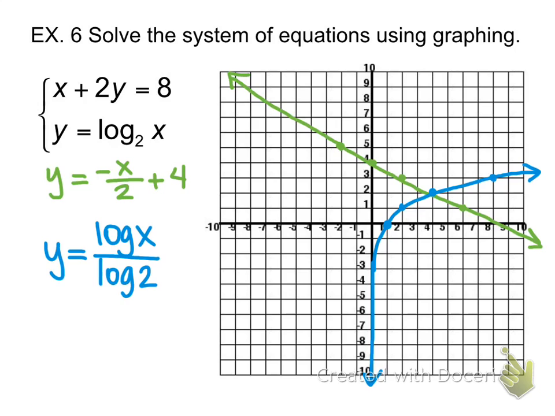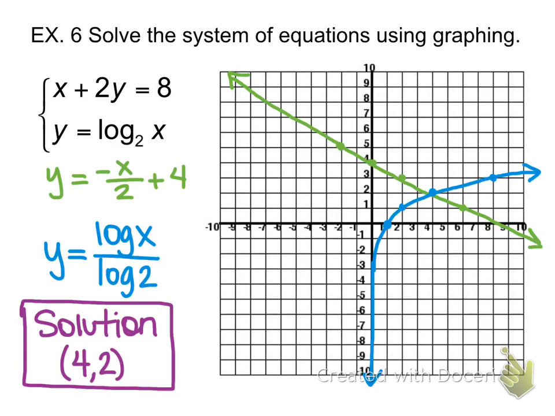Okay, so these two functions intersect at one place, and that place happens to be 4, 2. So the solution to this system is 4, 2.